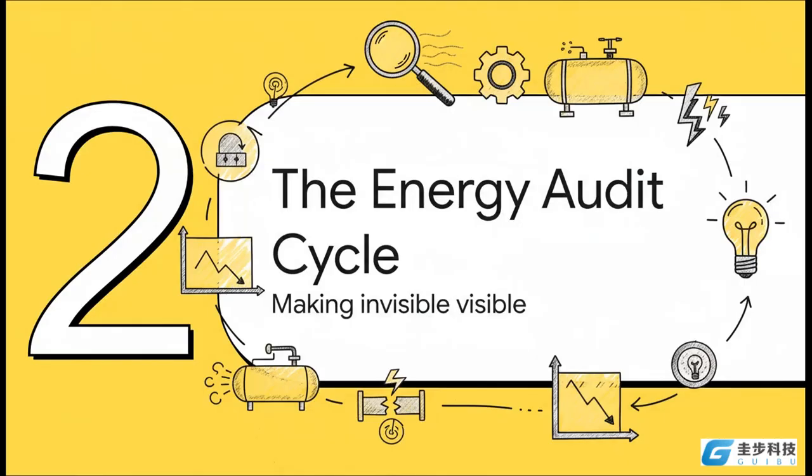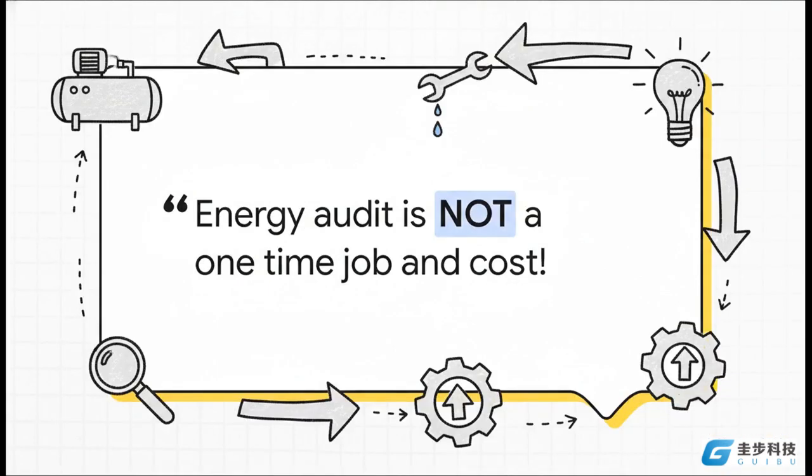Which brings us perfectly to our next section, the energy audit cycle. The whole idea here is to make that invisible problem visible. And this isn't about a one-time fix. No way. It's about building a system to constantly keep an eye on that energy waste and keep it under control for good. And this is so important to get. A real energy audit isn't a one-and-done kind of thing. It's not a project with a start and end date. It's a continuous loop, a cycle of constant improvement. You don't just find a leak, patch it up, and call it a day.